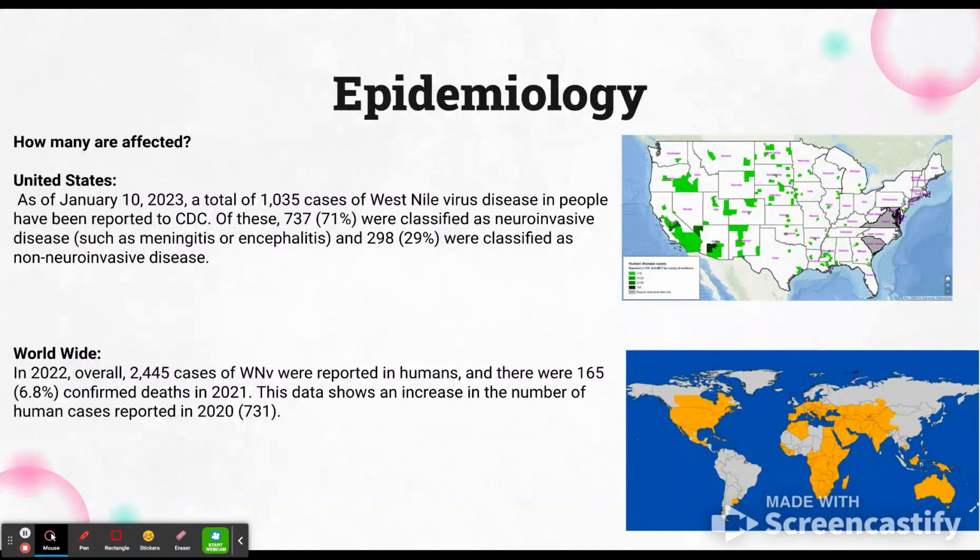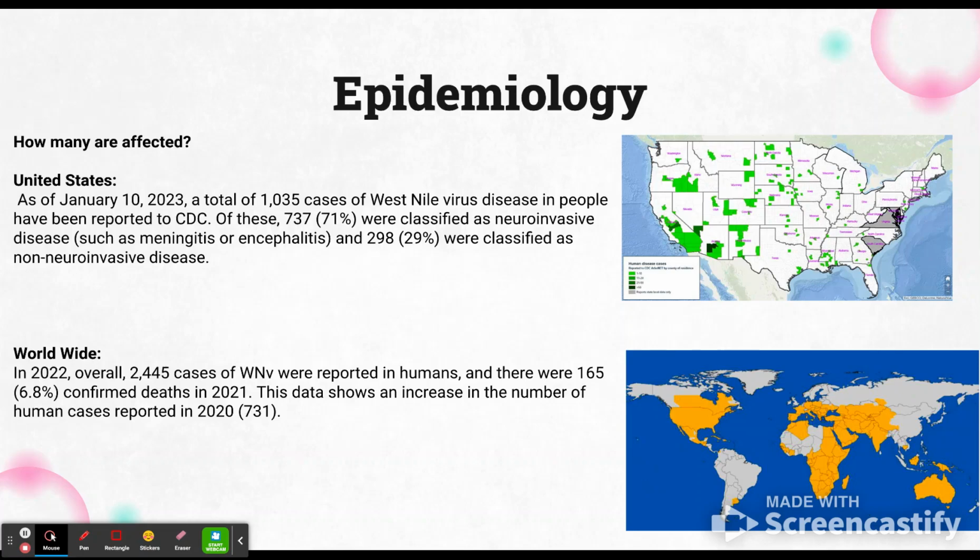Currently in the United States, as of January 10th, a total of 1,035 cases of West Nile virus disease were reported to the CDC. The picture to the right locates where those cases were most commonly found. Of these cases, 337 were classified as neuroinvasive disease, such as meningitis and encephalitis, whereas 298 were classified as non-neuroinvasive diseases.